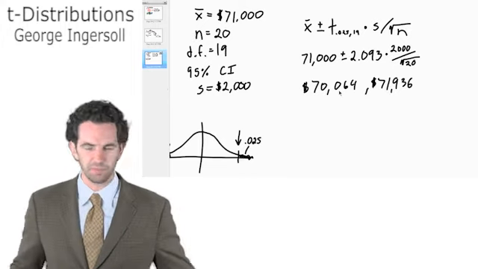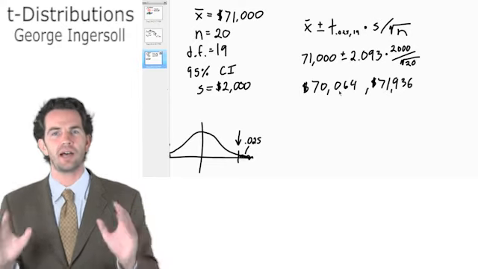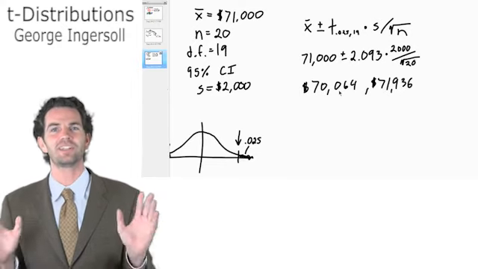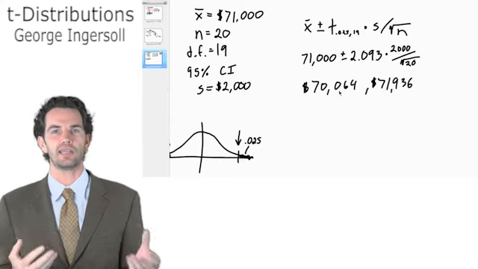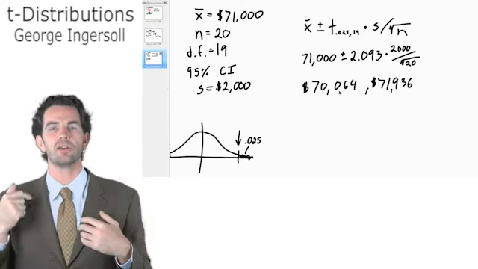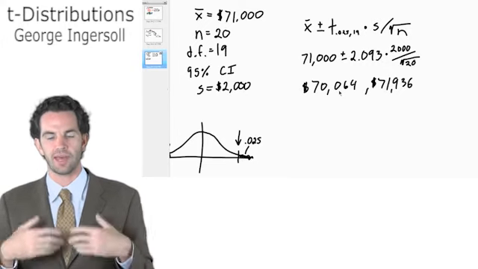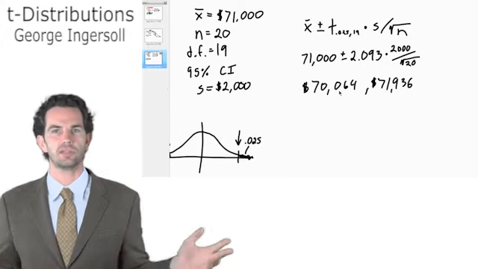So I hope you come away with this video saying, okay, I know when to use the t distribution. It's when the standard deviation of the population is not given to me. When the standard deviation of the population is not given to me, I can use the standard deviation from the sample, and that'll be a fine stand-in. I'll just have to use the t-table.